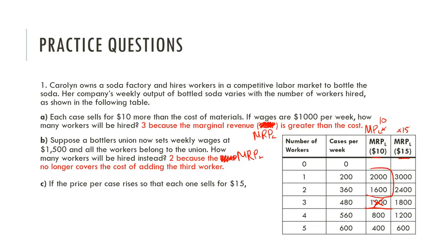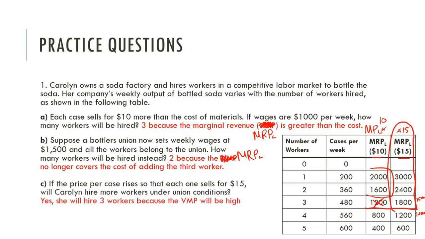What happens when the case price rises? So now she's getting $15 extra per each. So now I created a new marginal revenue product of labor over here. Everything basically increased by $5 per case. And now at $1,500 wages, we would hire 3 people. And at $1,000 wages, we would hire 4 people. So she is going to hire more workers under both conditions. So if the value that she's selling the product for goes up, she's going to have more money to pay workers. She's going to hire more workers because they're bringing in more money.